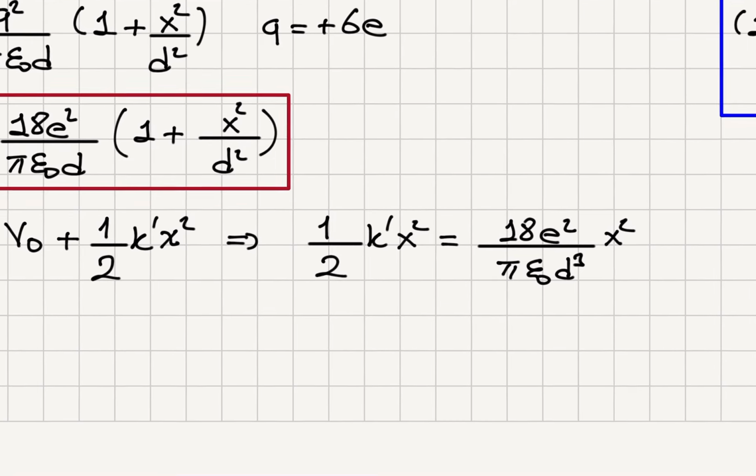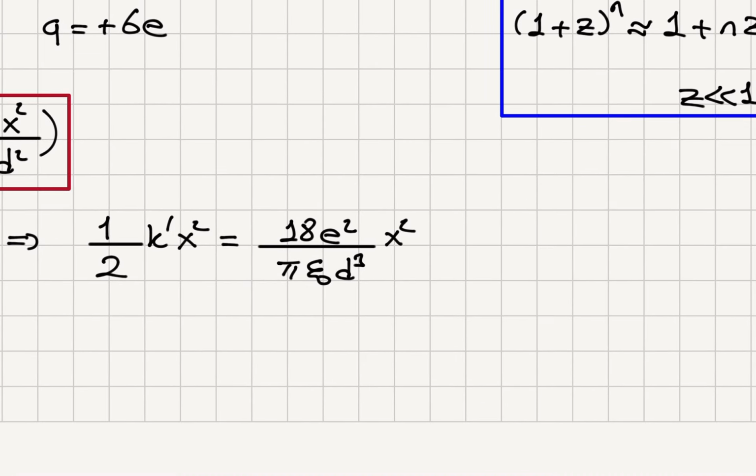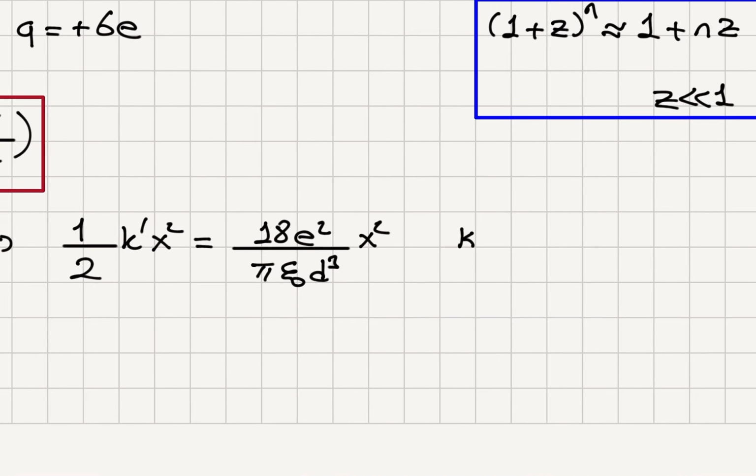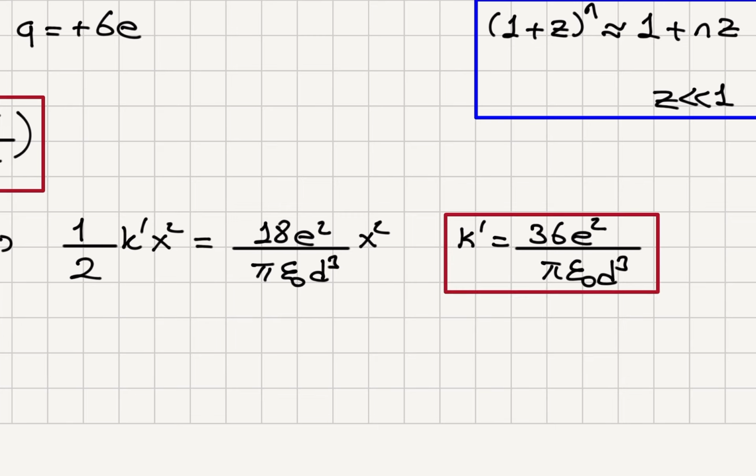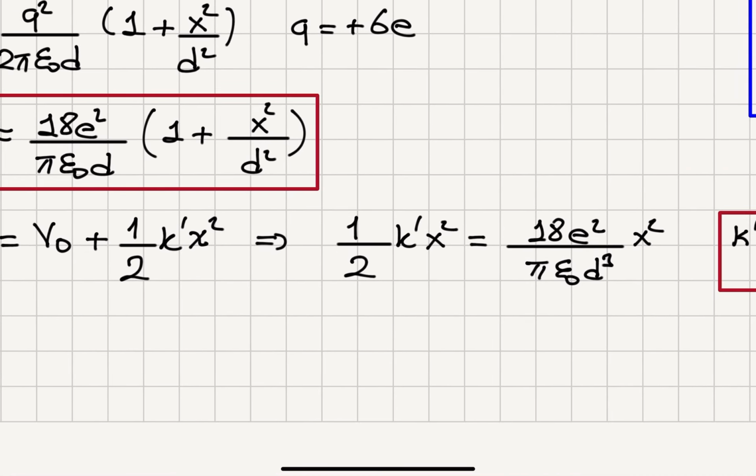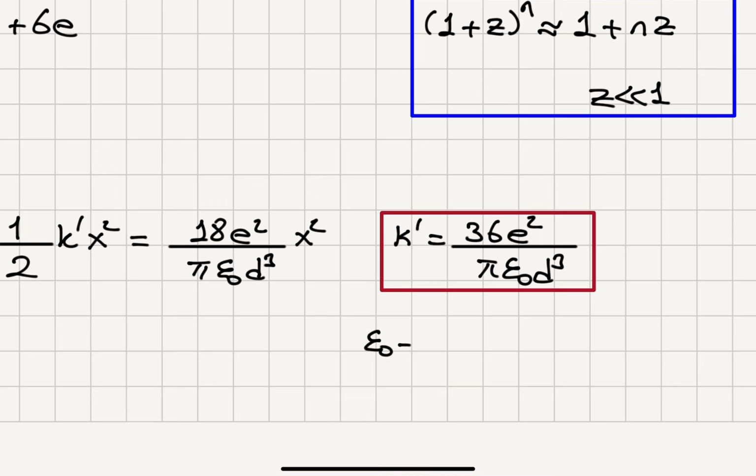So from this expression, I can recognize k prime. k prime is equal to, multiply this by 2, 36 e squared divided by pi epsilon 0 d cubed. So that's our k prime. Well, we can find the numerical value. Epsilon 0, the permittivity of free space, is 8.854 times 10 to the minus 12 farads per meter.